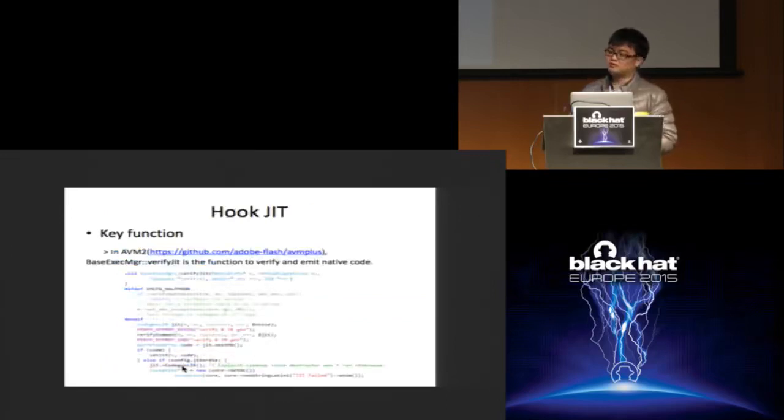I hook the key function of JIT. This is the basic execute manager verify function. It can be found in the AVM Plus open source project on GitHub. In this function, we can get the AS3 method name from the method info structure. And we can also get the emitted native code address.